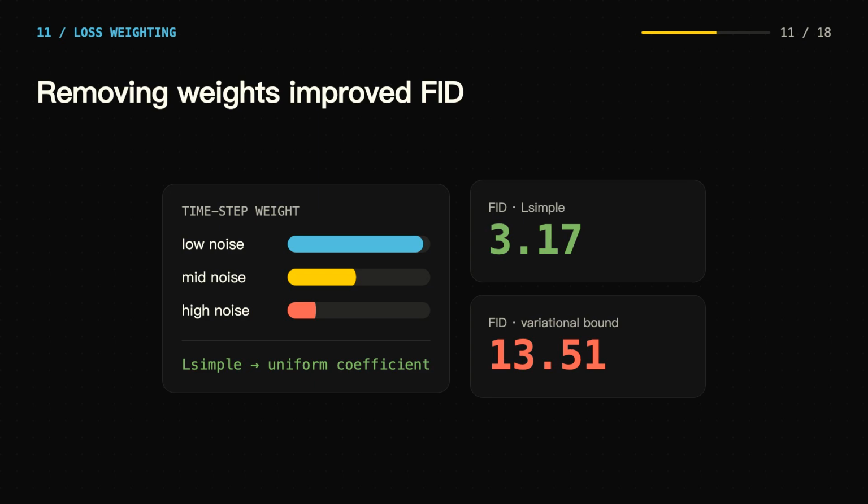On CIFAR 10, the paper reports an FID of 3.17 for L simple, compared with 13.51 when directly optimizing the variational bound. The first value is about 76.5% lower. One plausible explanation is that generation starts in the high noise region, so early errors change the remaining trajectory. But the table only proves that reweighting improved FID in that setup. It cannot prove this explanation is the whole cause.